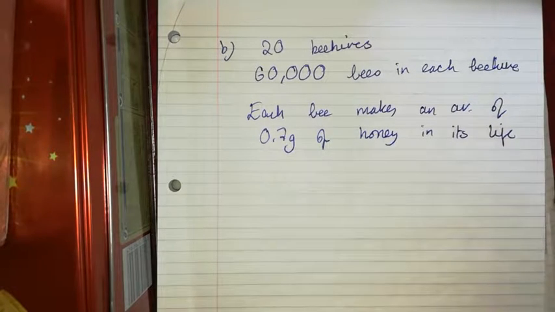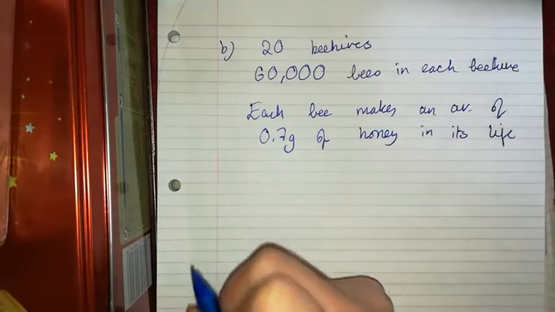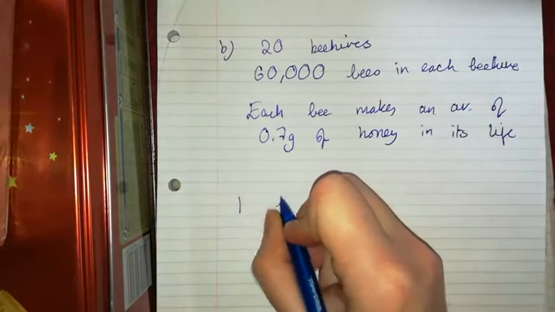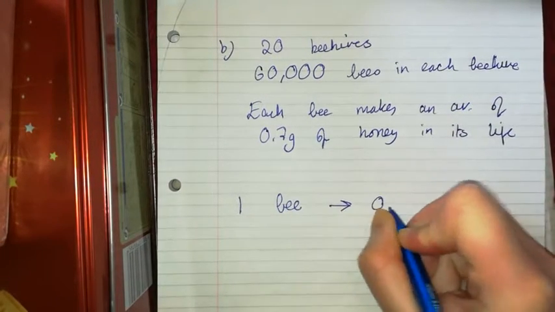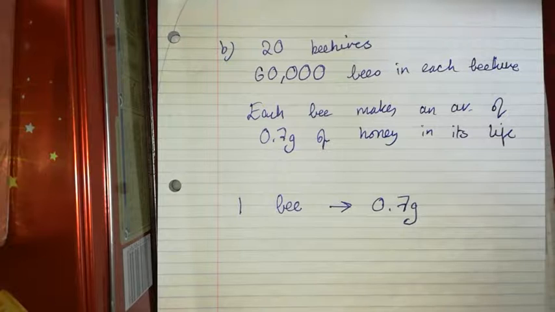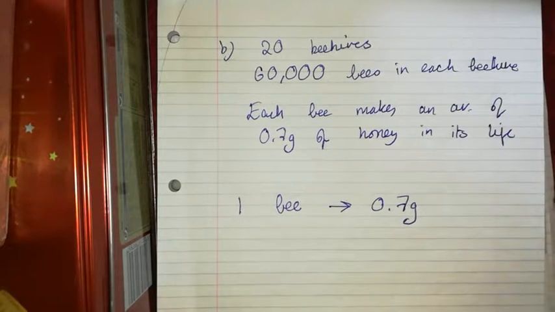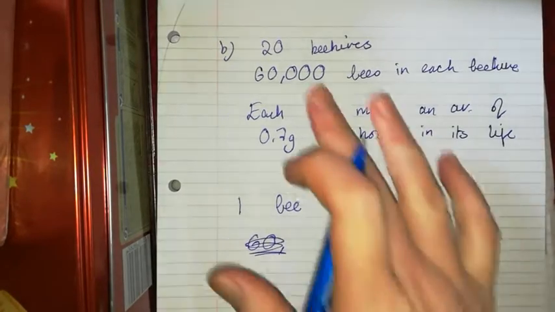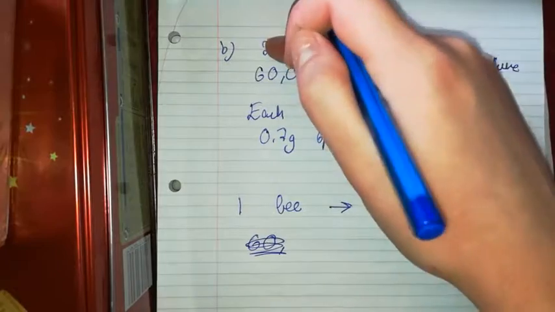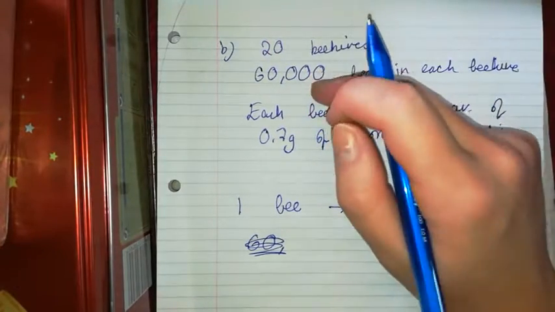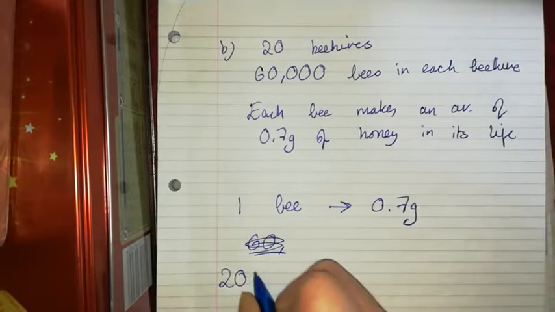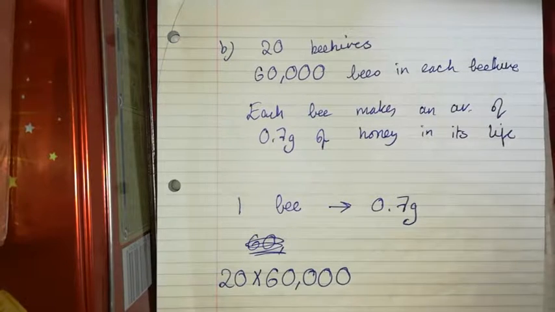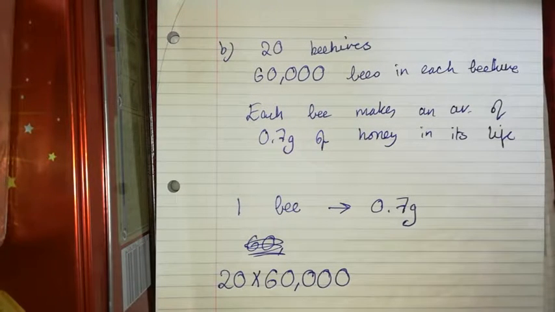Well, we have 20 beehives, so say if I wanted to figure out how many, one bee gives me 0.7 grams of honey. I have 20 beehives, but I have 60,000 bees in each. So to get the amount of bees I have in total, it'll be 20 by 60,000.